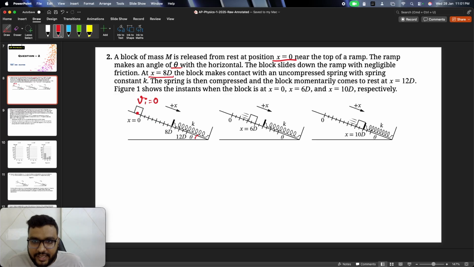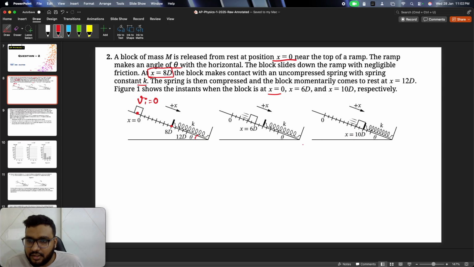At x equals 8d, the block makes contact with an uncompressed spring with spring constant k. So at 8d is where the block and the spring are going to collide. The spring is then compressed and the block momentarily comes to rest at x equals 12d, which is where the direction is going to change. Figure 1 shows the block at x equals 0, x equals 6d, and x equals 10d.